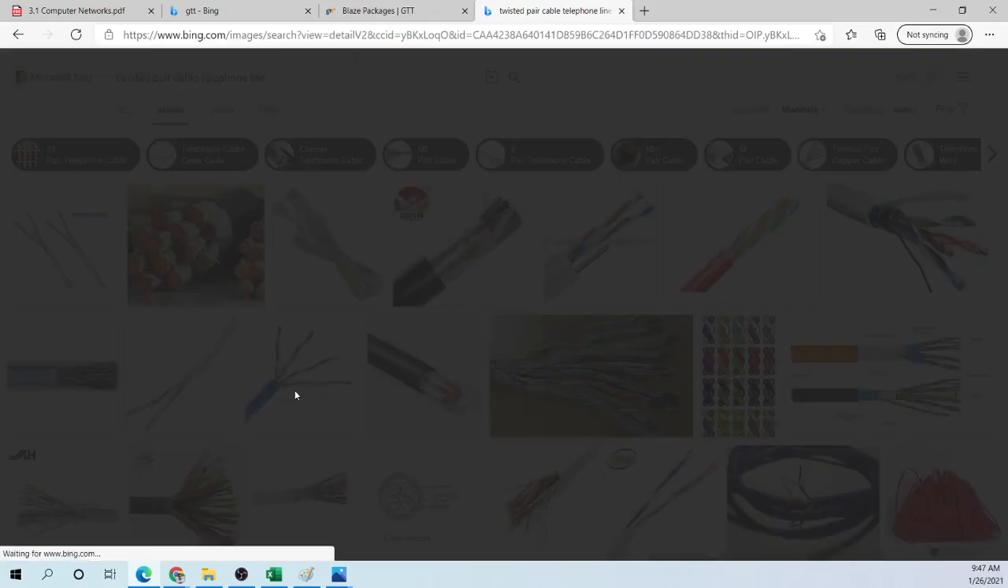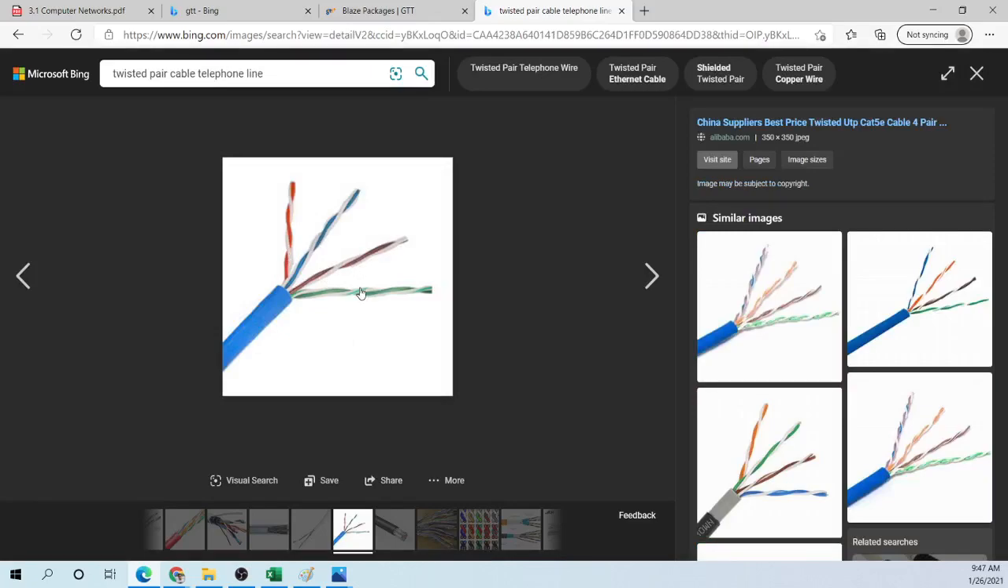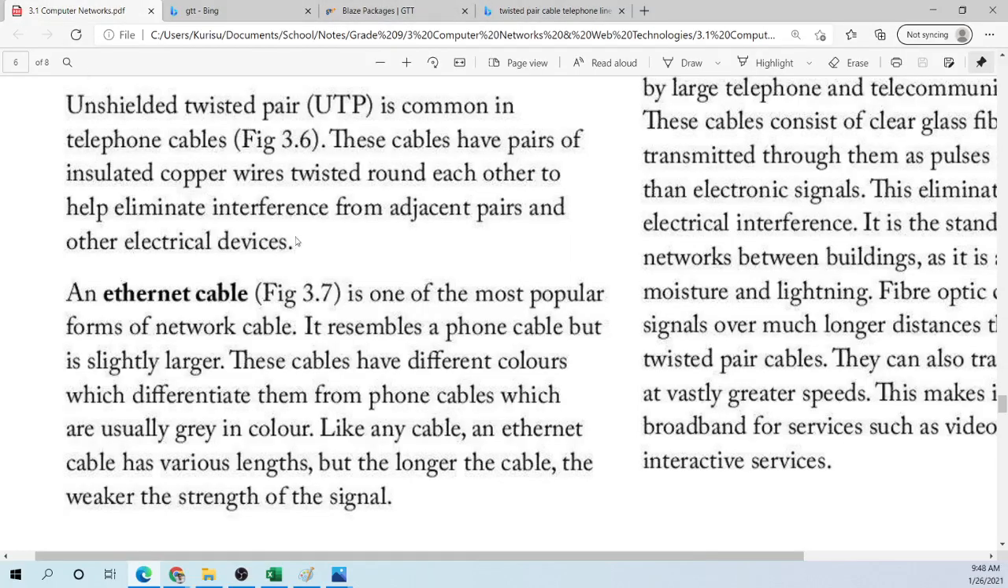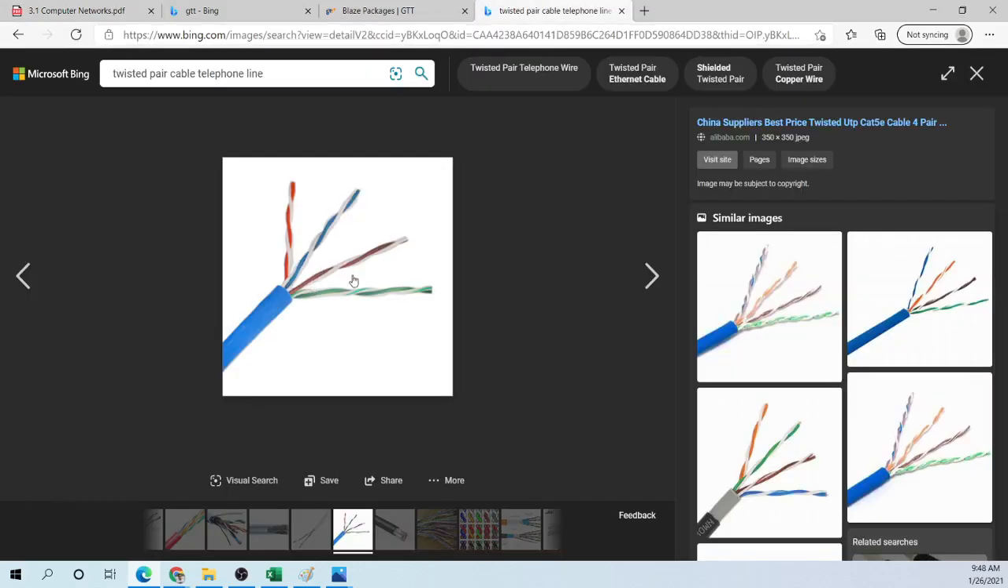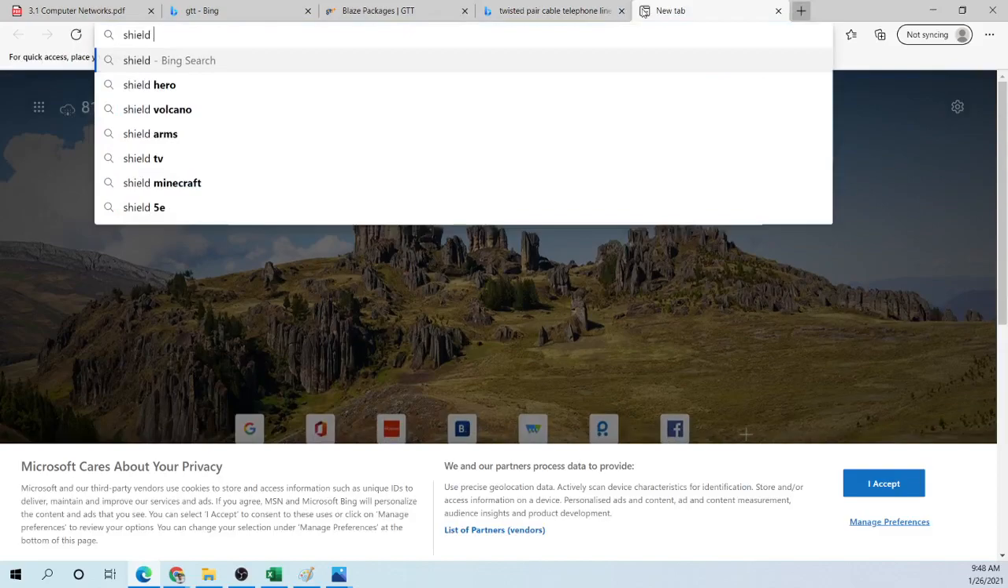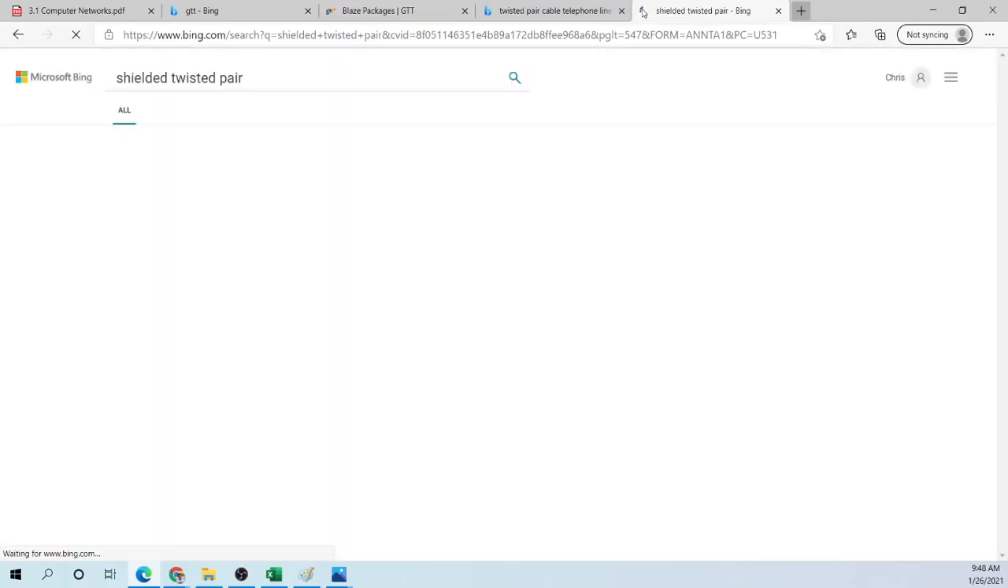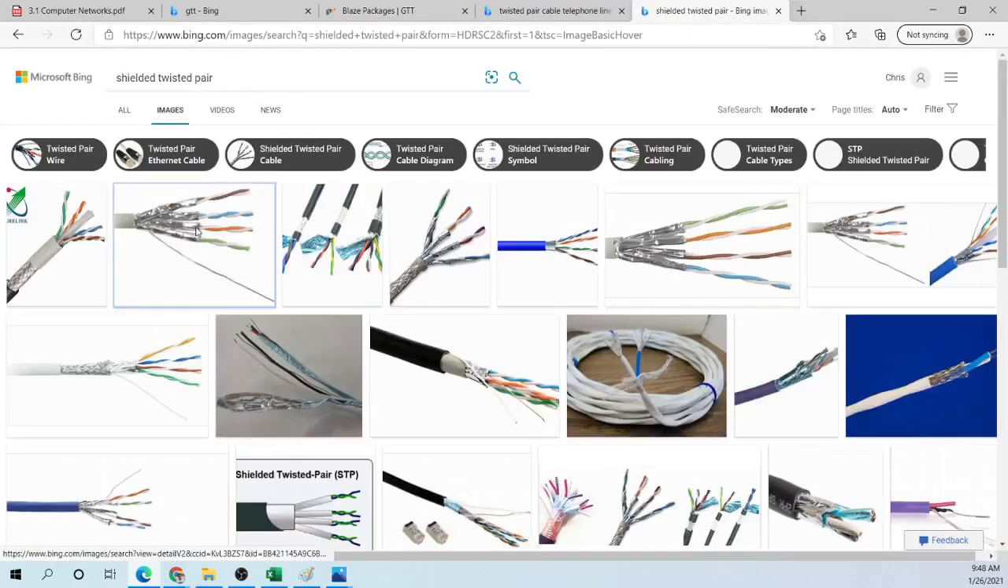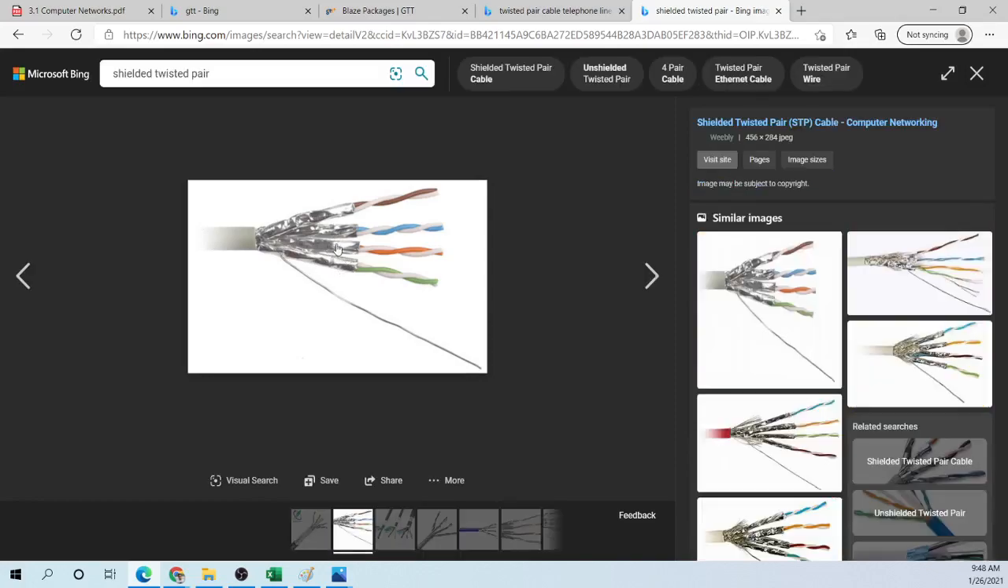So let me go back to this image here. So you're only seeing the cable here. So in that example, it is an unshielded twisted pair. It has no shielding. If we were to search for shielded twisted pair, notice in this one here now, there is a shielding over the individual pairs to further prevent any interference and corruption of data and so on.